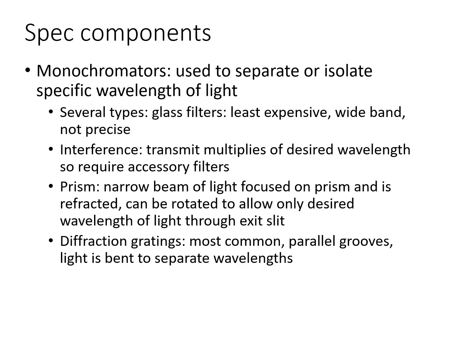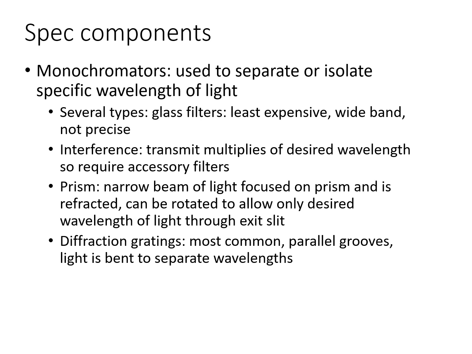So monochromators, which are part of the spectrophotometer, the purpose of that is to isolate a specific wavelength of light from the broad spectrum, which is emitted by the light source. Types of monochromators are, we have a glass filter, which is the least expensive. It allows a wide band of light through, but it's not really precise.